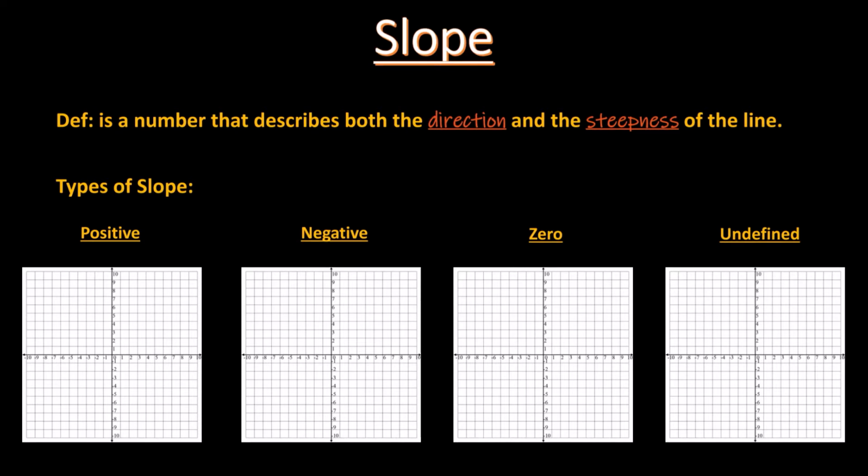First is positive slope. From the left to the right, it is going upwards. Negative slope. From the left to the right, it is going downwards. Zero slope. It is a horizontal line, which is parallel to the x-axis. Undefined slope. It is a vertical line, which is parallel to the y-axis.